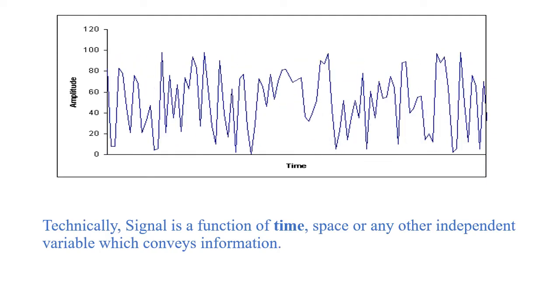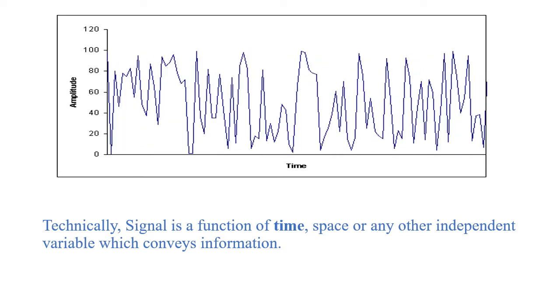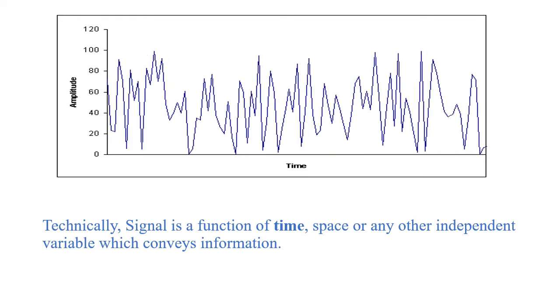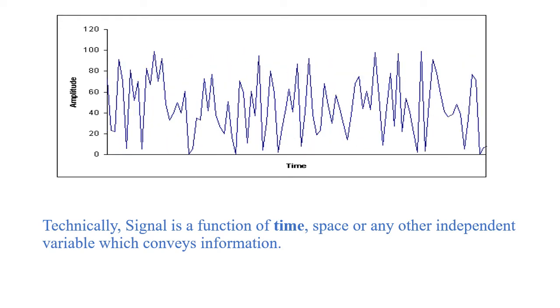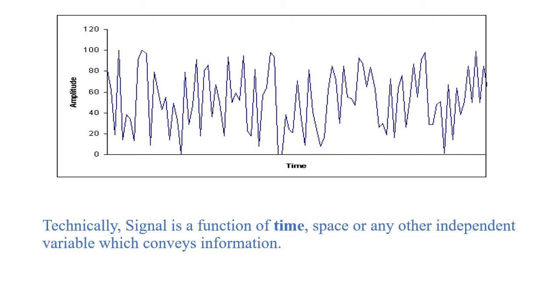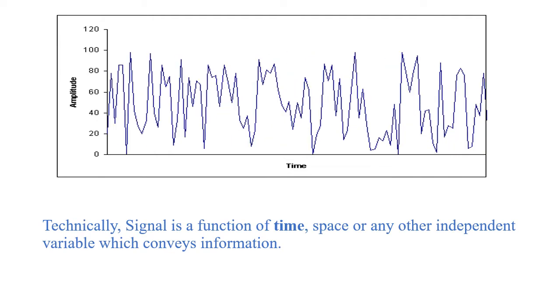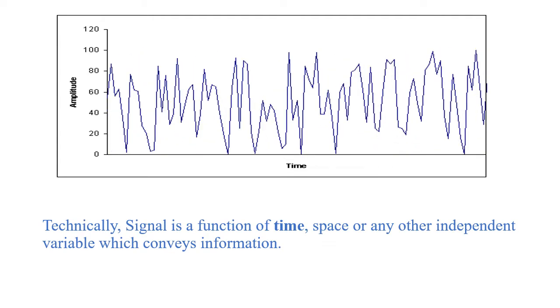Technically speaking, a signal is a function of time, space, or any other independent variable which conveys information. Here is an example of a speech signal or voice signal, which is defined for every value of time t. In this subject, we are going to consider the x-axis as time and the y-axis as amplitude.